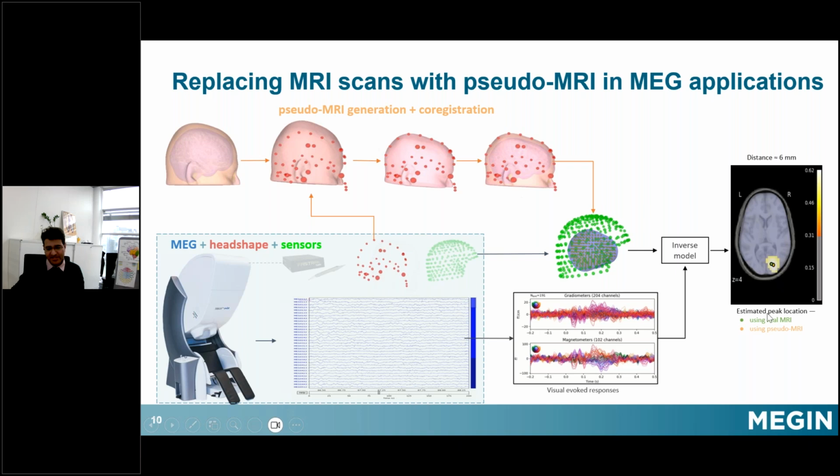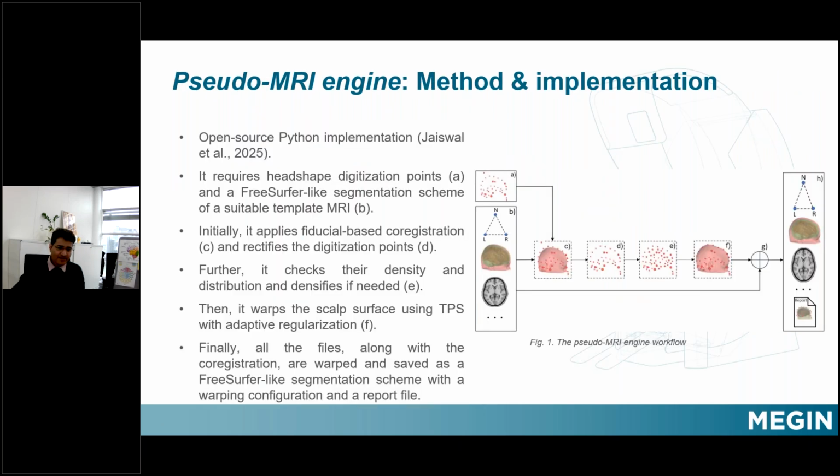But if we look at the difference between peak activity using the individual, real MRI, the green dot, and using the pseudo-MRI, the orange dot, the difference was approximately 6 mm. So it's quite close. Whether that is acceptable or not depends on your application. Now we go towards what method the pseudo-MRI engine uses, how we have implemented it, and the different stages it follows for producing the final output.